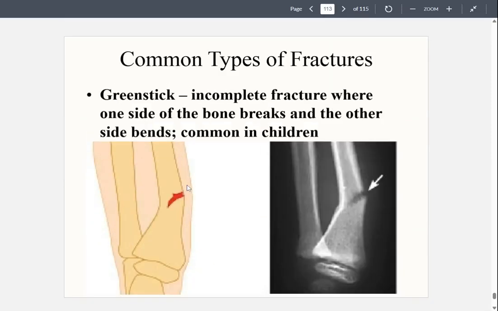Green stick fractures. Green stick fractures are incomplete fractures where one side of the bone breaks and the other side bends. Typically seen in children because their bones are partially bone and partially cartilage. So this is easier to do.